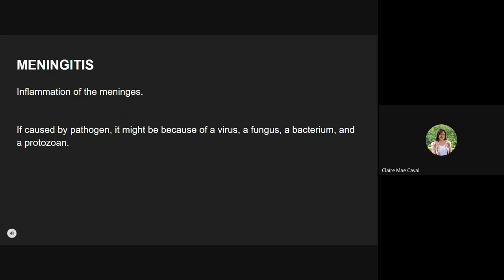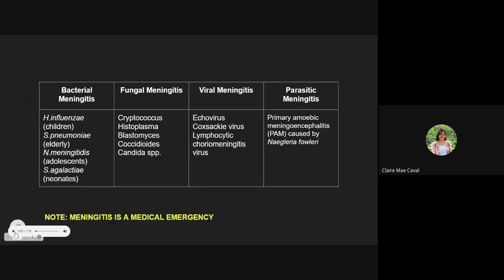So meningitis is the inflammation of the meninges, the three meninges that I mentioned in the previous slide. It can be caused by a lot of factors, including poisons, drugs, and reaction to vaccines, and it can also be caused by a pathogen. If it is caused by a pathogen, it might be because of a virus, a fungus, a bacterium, or a protozoa. As shown in the table, these are the different causative agents of meningitis.